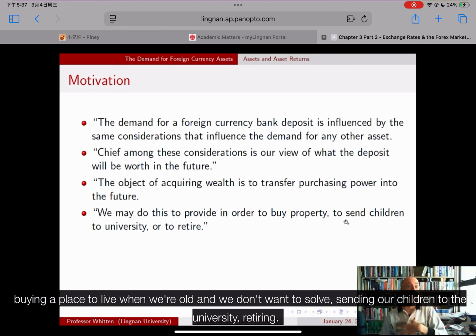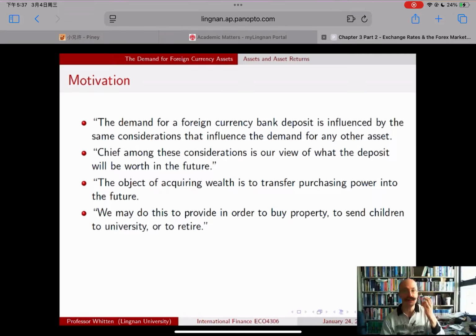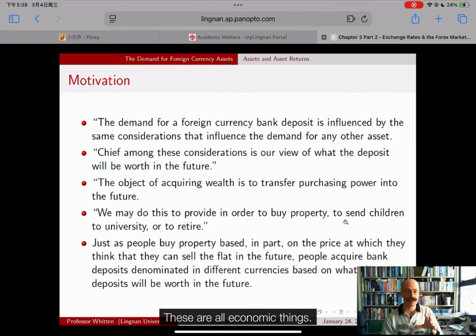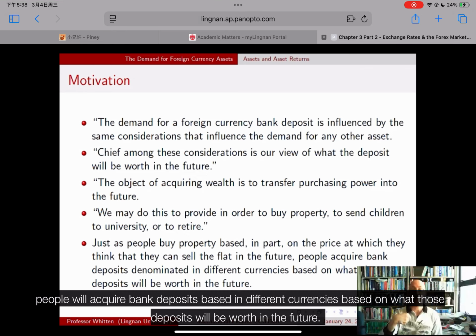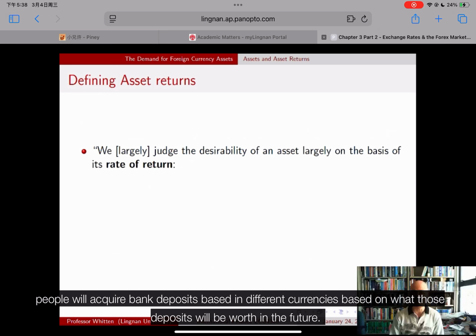Buying property, buying a place to live when we're old and we don't want to sell, sending our children to the university, retiring, these are all economic things. And just as people may buy property based in part on the price at which they think they can sell the flat in the future, people will acquire bank deposits based in different currencies based on what those deposits will be worth in the future.